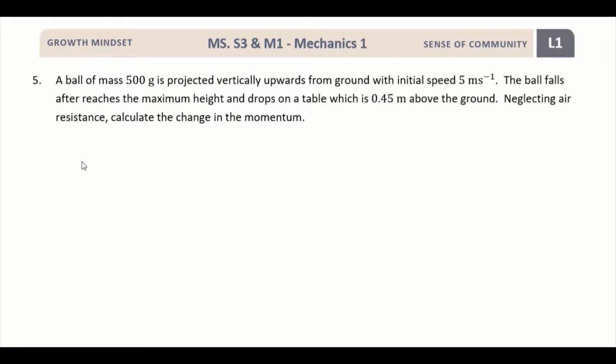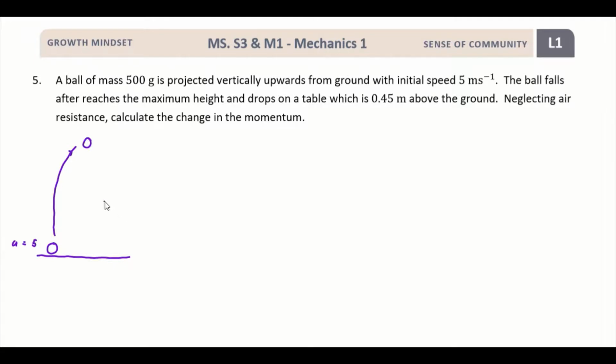A ball of mass 500 gram is projected vertically upwards from the ground with initial velocity 5 meter per second. So let's try to draw it. If let's say there's a ball, it's projected vertically upwards from the ground with initial speed of 5 meter per second. After it reaches the maximum height, the ball actually drops on a table which is 0.45 meter above the ground.